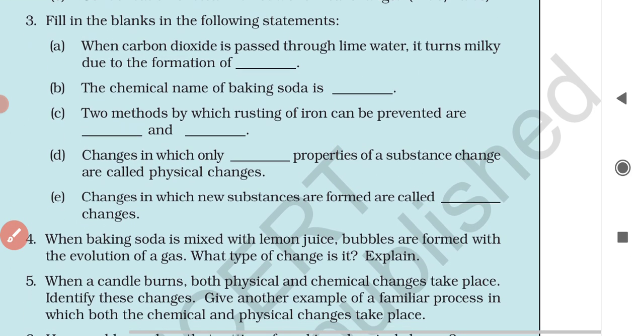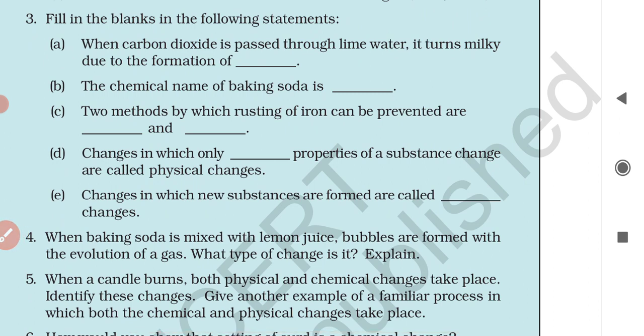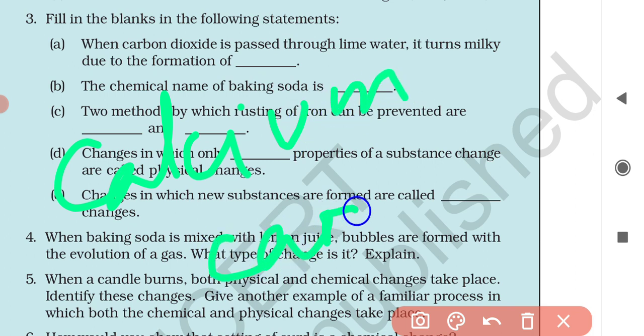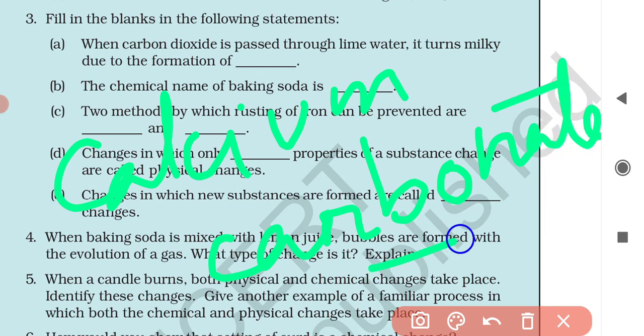Fill in the blanks. Question number 3. Fill in the blanks in the following statements. Statement A, when carbon dioxide is passed through lime water, it turns milky due to the formation of what? Due to the formation of calcium carbonate.